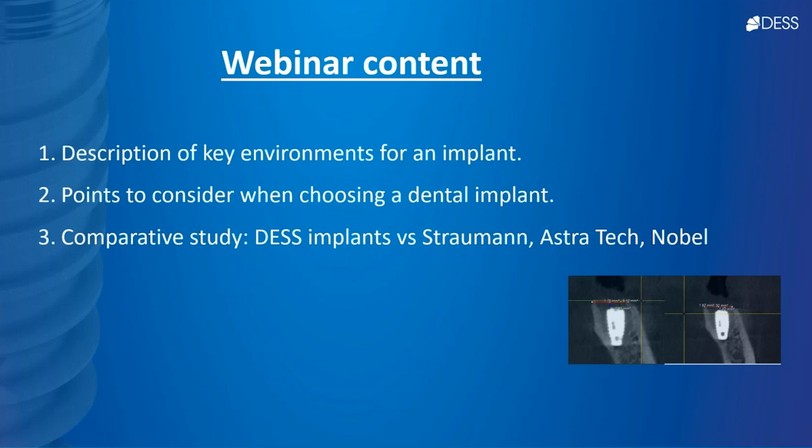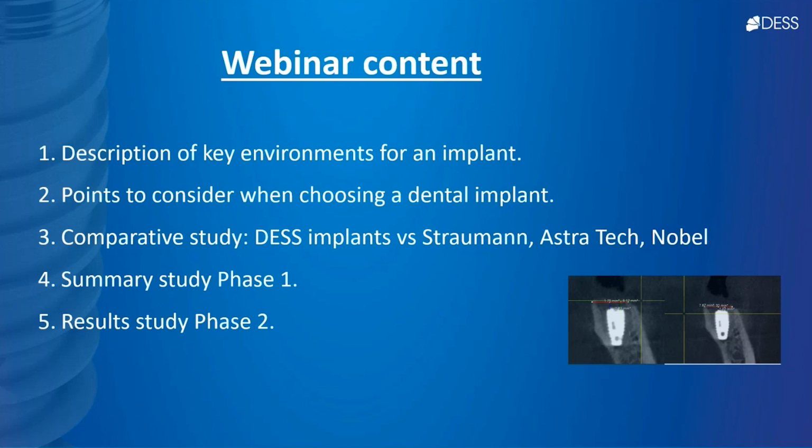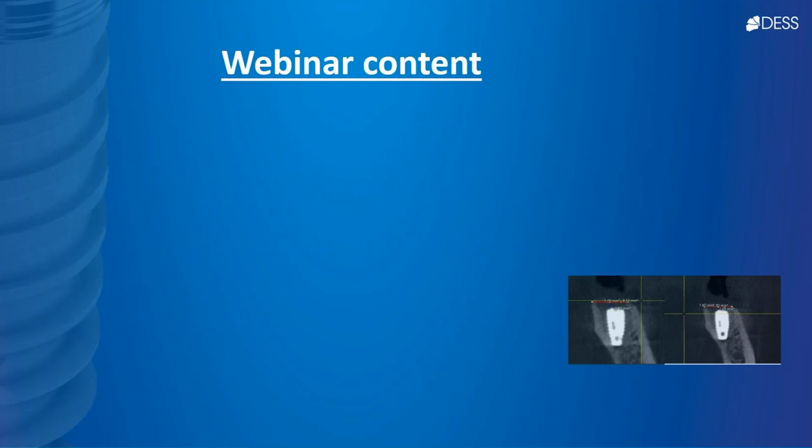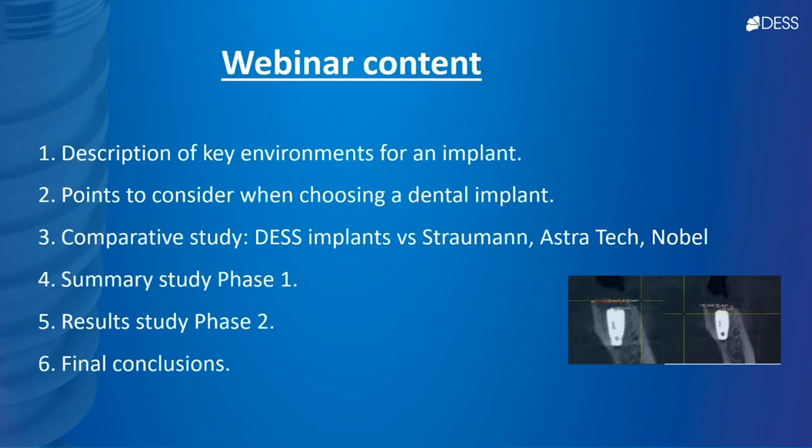Nobel. The summary of the study phase 1, this study is posted in our blog on the website, if you want to have a look, and the results of the study phase 2 in the last year. Finally, the doctor will conclude with some of the final conclusions.